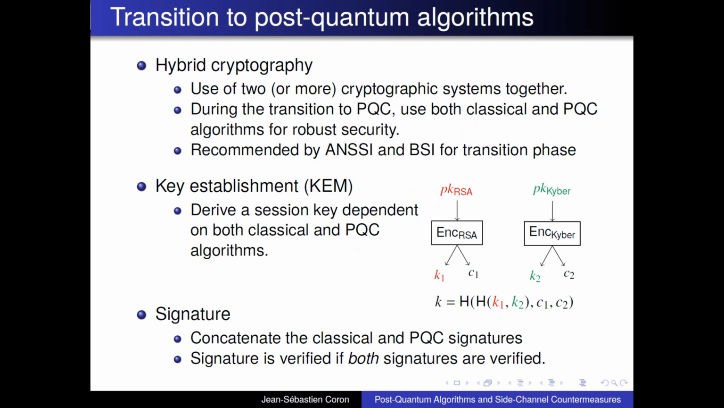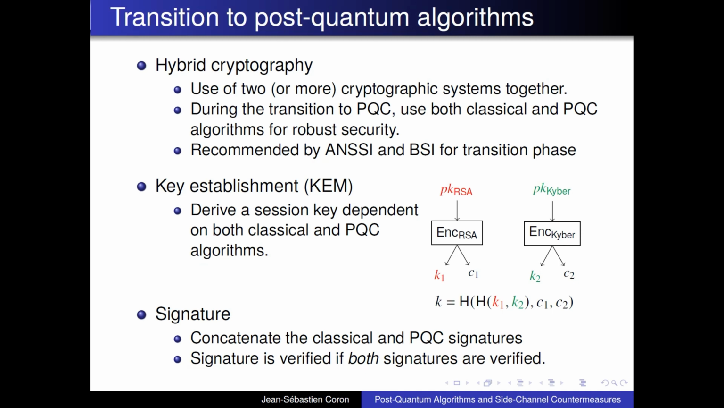But for the transition to post-quantum cryptography, what is recommended by both ANSSI and BSI is to use hybrid cryptography. It means that we are going to combine 2 or more crypto systems together, to use both a classical crypto system, for example RSA, and a post-quantum algorithm to provide robustness. So in that case, if we have a quantum computer, then we are still secure thanks to the post-quantum algorithm. But on the other hand, we have less experience in implementing post-quantum algorithms. So if there is a side-channel attack against the post-quantum algorithm, for example against Kyber, then we are still protected by the side-channel resistance of RSA or ECC, for example.